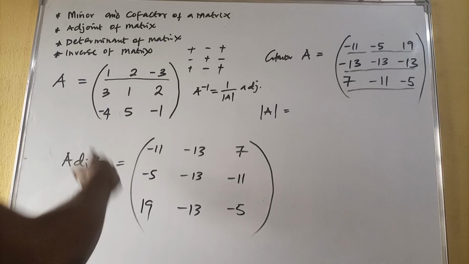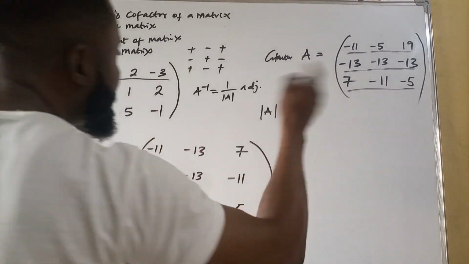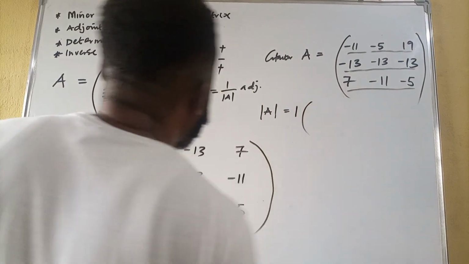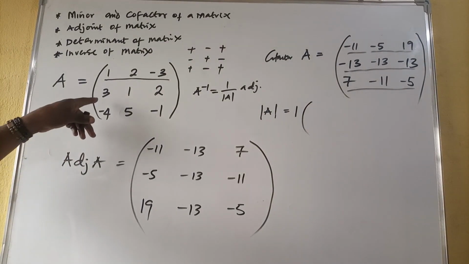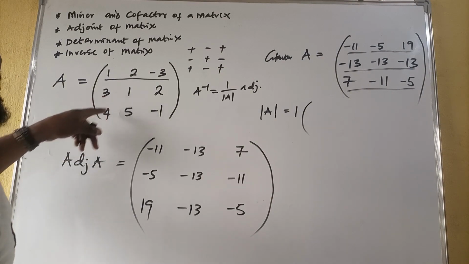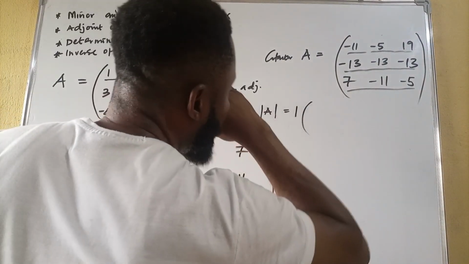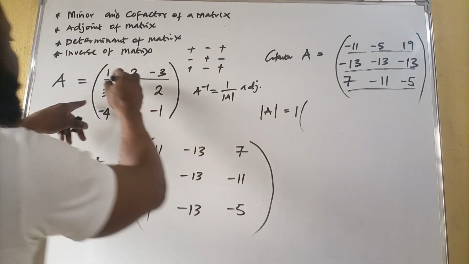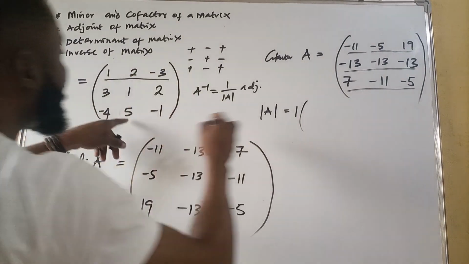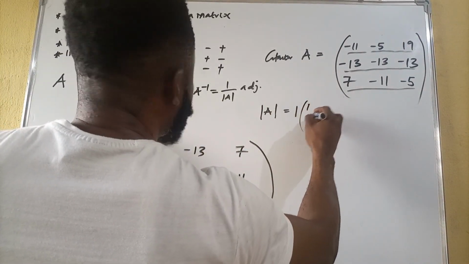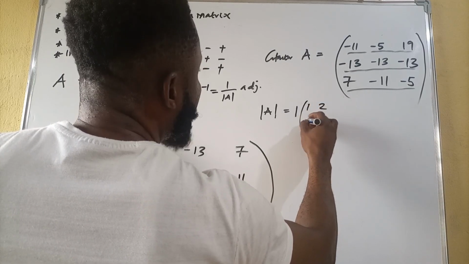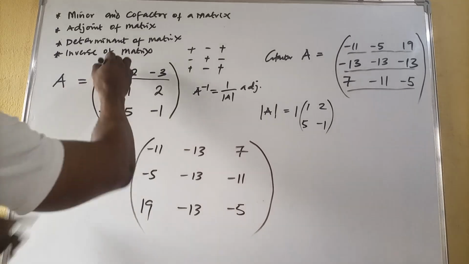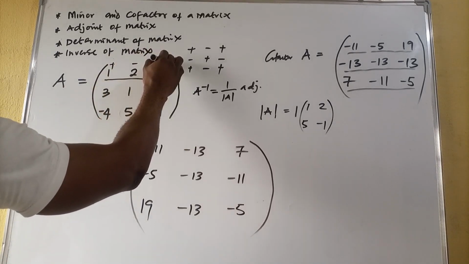If I pick 1, I'm not just going to delete everything. That 1 will come in front here. I will delete the row and the column of that 1. So I'm going to have 1, 2, 5, -1.